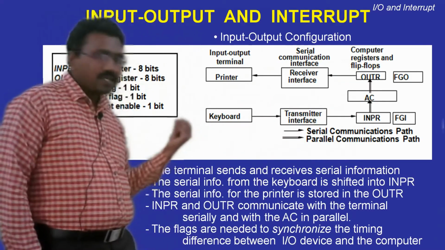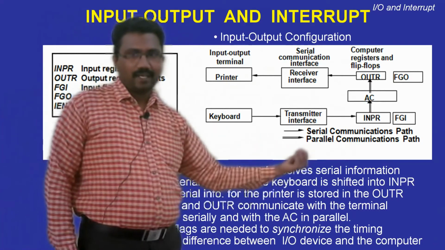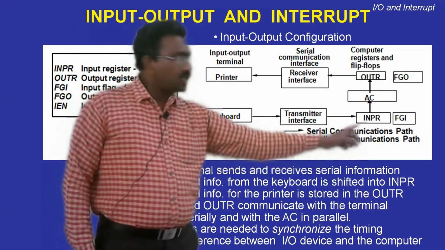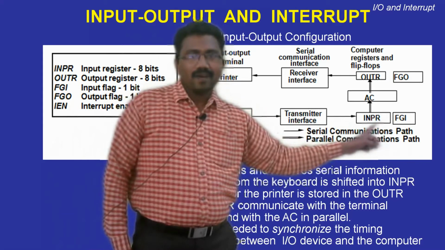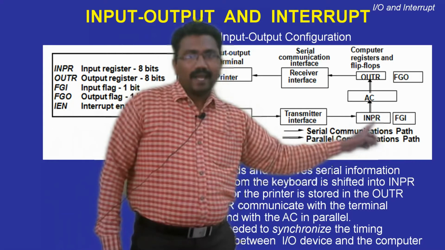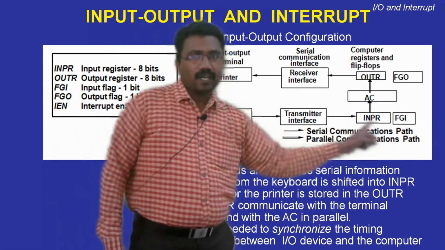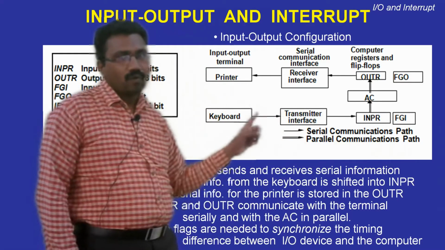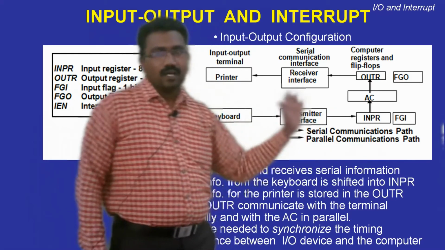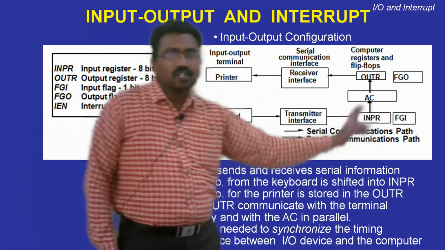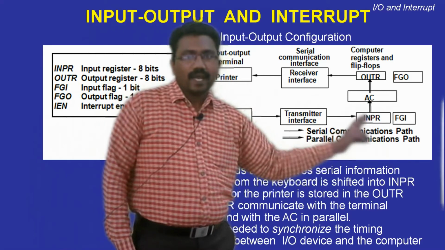Okay, so when you press a key on the keyboard, the input register receives the 8-bit character bit by bit serially. Initially FGI, the 1-bit flag, is equal to 0. Whenever the INPR has received the 8-bit character from the keyboard, then FGI is equal to 1. When FGI is equal to 1, INPR cannot receive an 8-bit character from the keyboard. Okay, is it clear? As long as FGI is equal to 1, INPR cannot accept the next character from the keyboard. If FGI is equal to 0, then only the input register accepts the 8-bit input character from the keyboard.